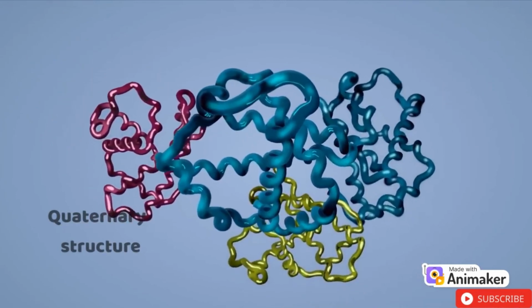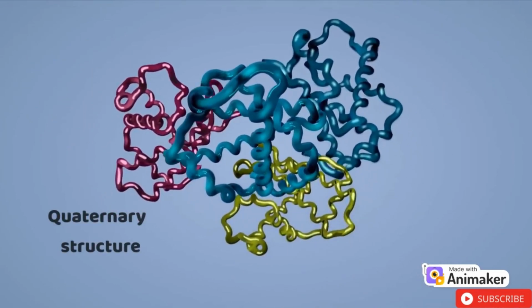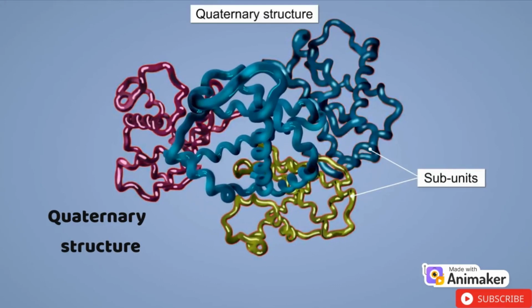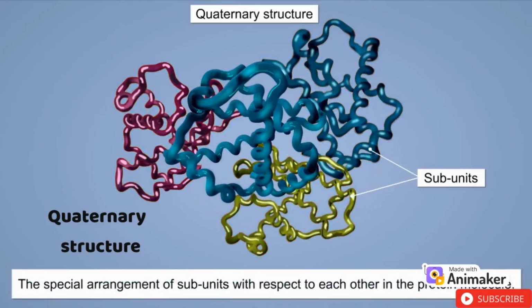There are some proteins which consist of 2 or more polypeptide chains. These polypeptide chains are referred to as subunits. Hence, the quaternary structure is the spatial arrangement of these subunits with respect to each other in the protein structure.